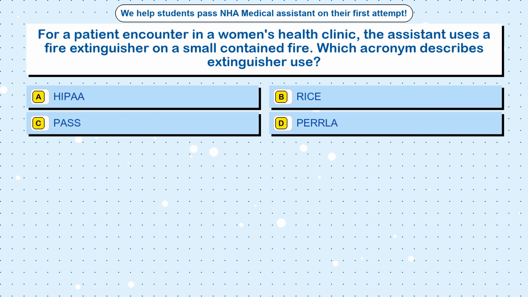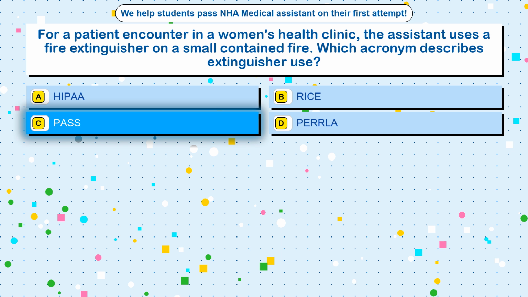Question 10. For a patient encounter in a women's health clinic, the assistant uses a fire extinguisher on a small contained fire. Which acronym describes extinguisher use? Option A. HIPAA. Option B. RICE. Option C. PASS. Option D. PERLA. The correct answer is option C.